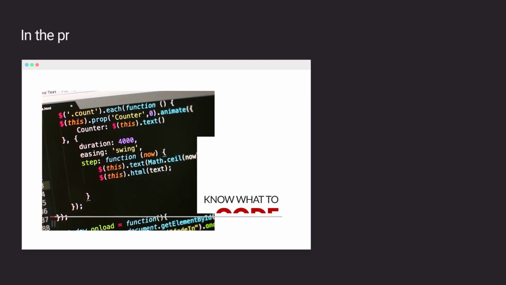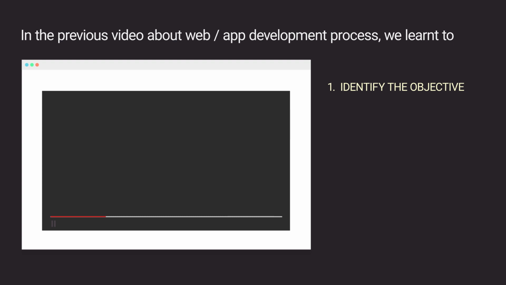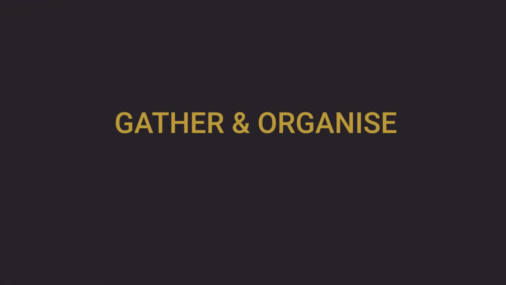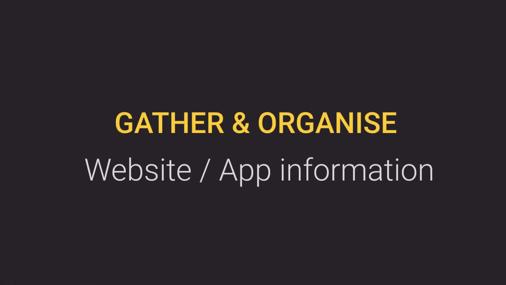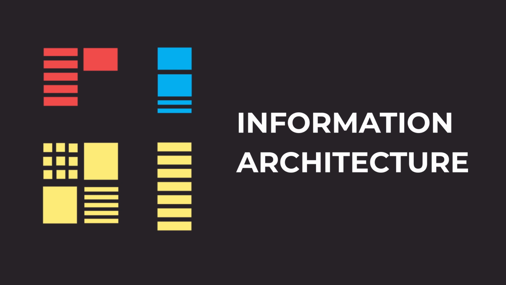Hello viewers. In the previous video, we talked about identifying the website's goals or objectives and categorizing our audience based on demographics such as age, gender, location, profession, income, interests, etc. In this video, we are going to continue on that journey in our research phase and gather information for our website or app and organize them using an understandable, neat and efficient technique known as the information architecture.